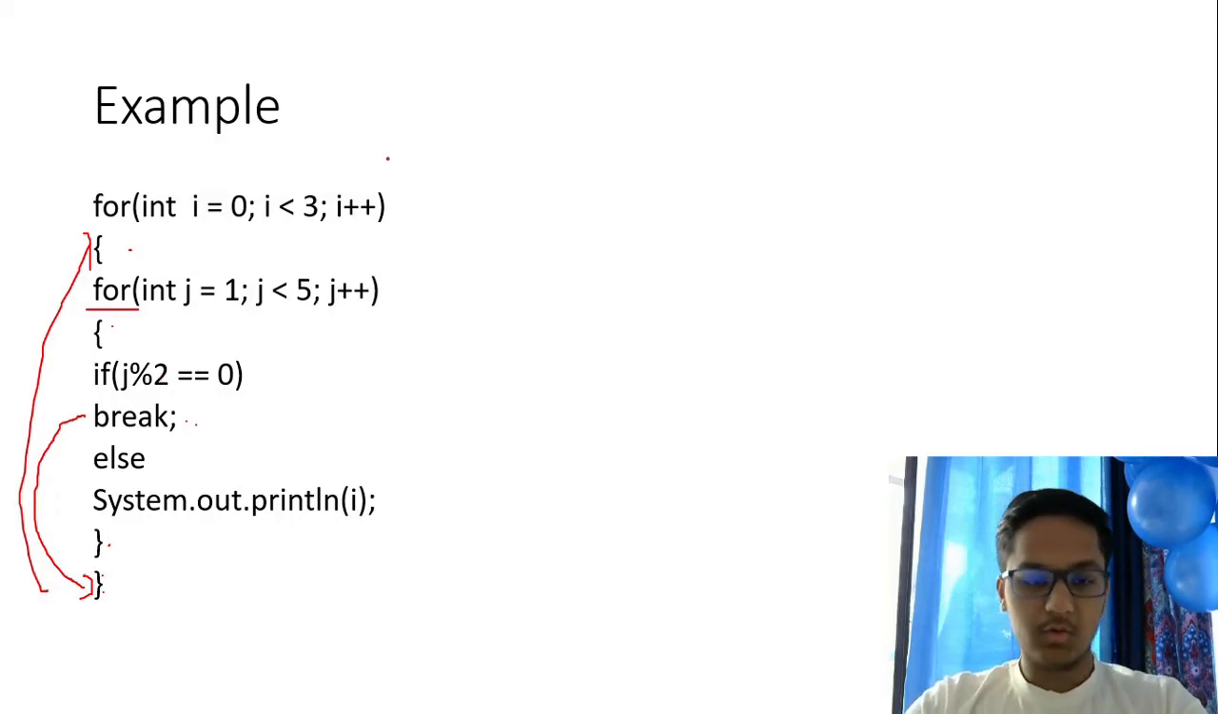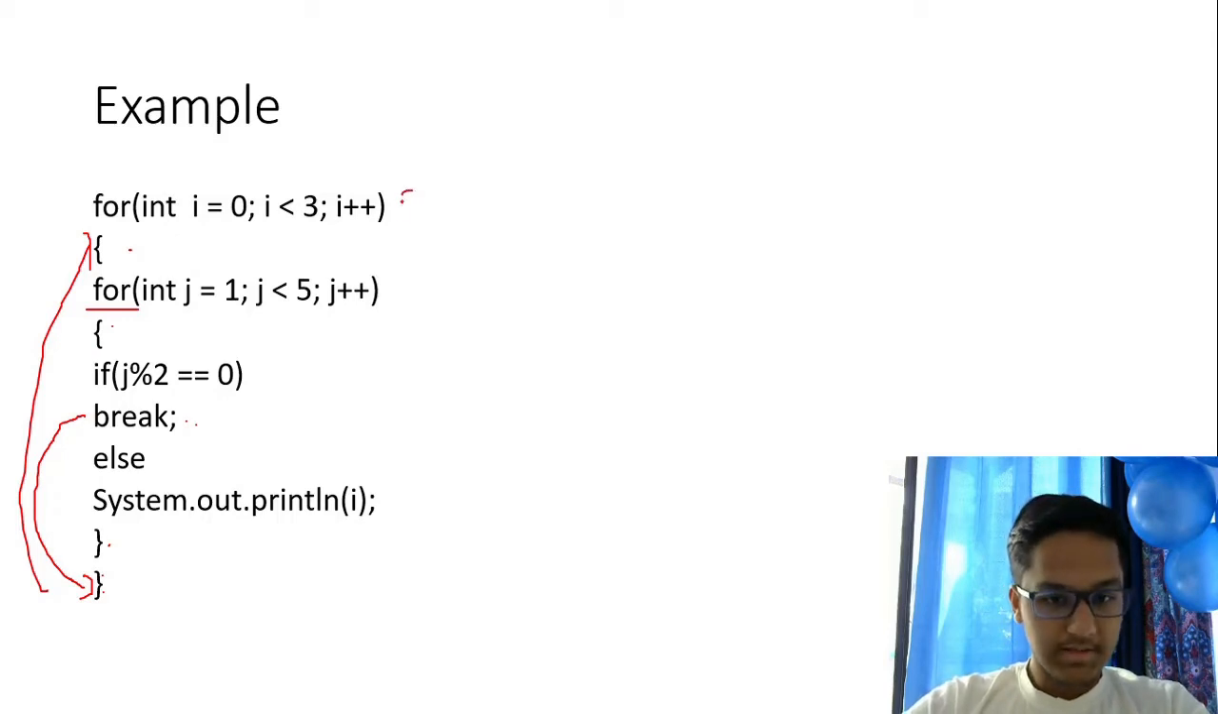So let's see the dry run of this code and try to predict the output. So i is 0 over here, I'm going to put a 0, and j is 1.